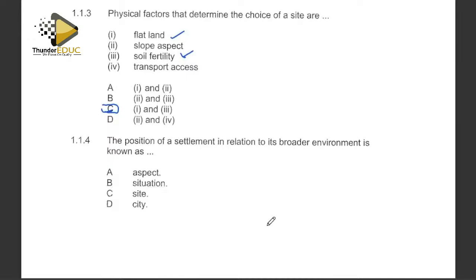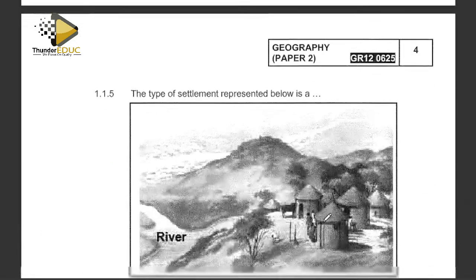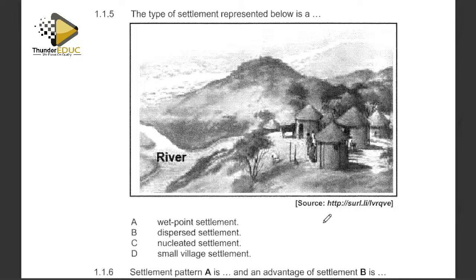Right, we move on to the following question. The position of a settlement in relation to its broader environment, like what we've discussed earlier on, is the situation of a site. When we're looking at the relationship of a settlement to its surroundings, then we have number 1.1.5. A type of settlement represented below is, right, we are seeing that there is a settlement here, and there is a river just close to the settlement. So what kind of settlement is this one? Automatically, it means that settlement was established for the need to access water from the river. So the correct response is that it is a wet point settlement.